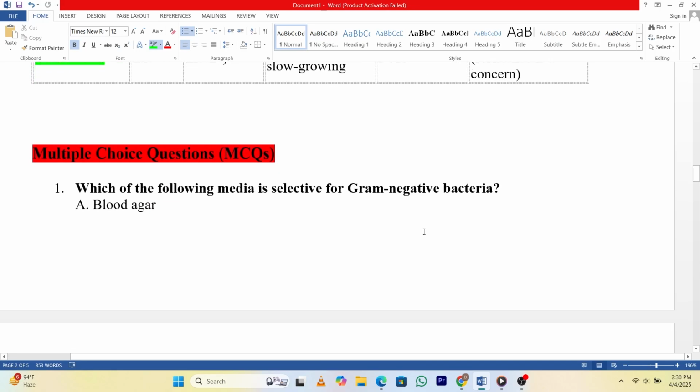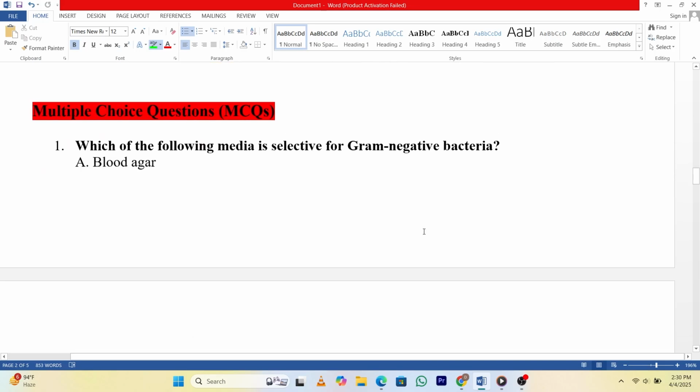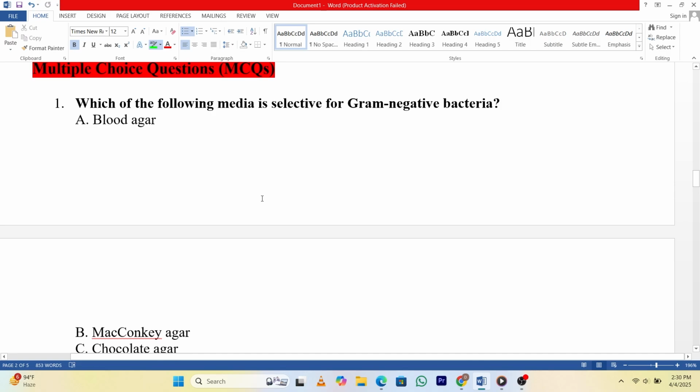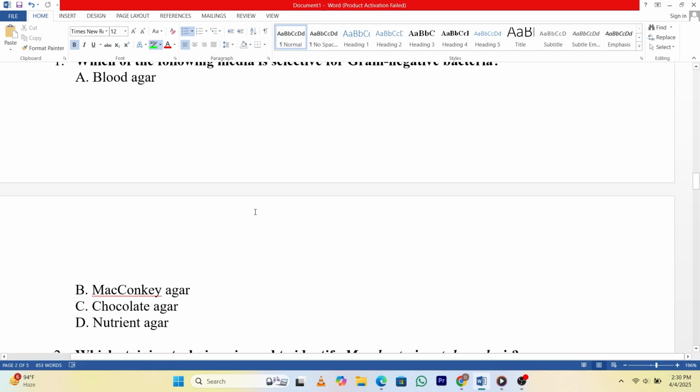Multiple choice questions, MCQs. 1. Which of the following media is selective for gram-negative bacteria? A. Blood agar. B. MacConkey agar. C. Chocolate agar. D. Nutrient agar. Answer, B.